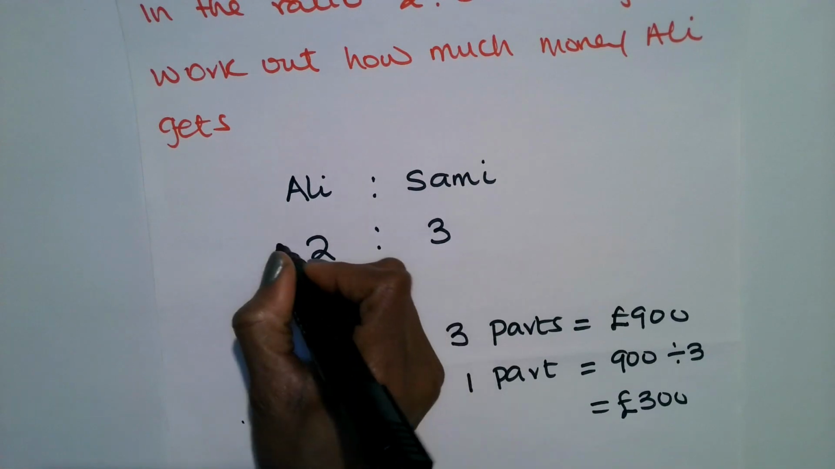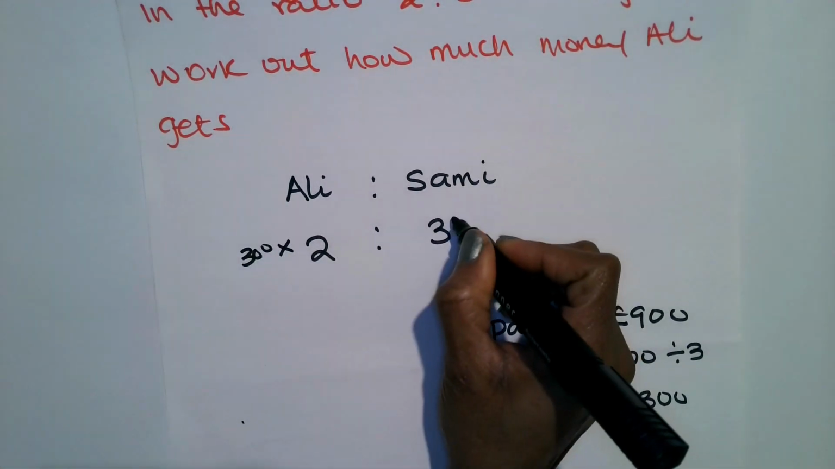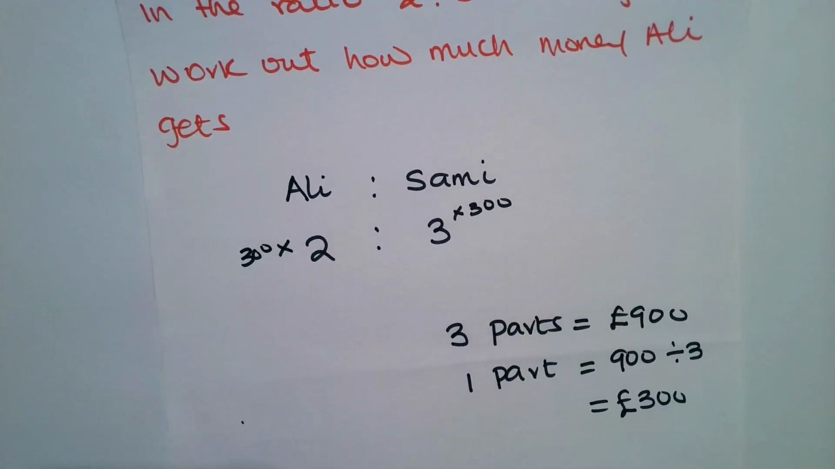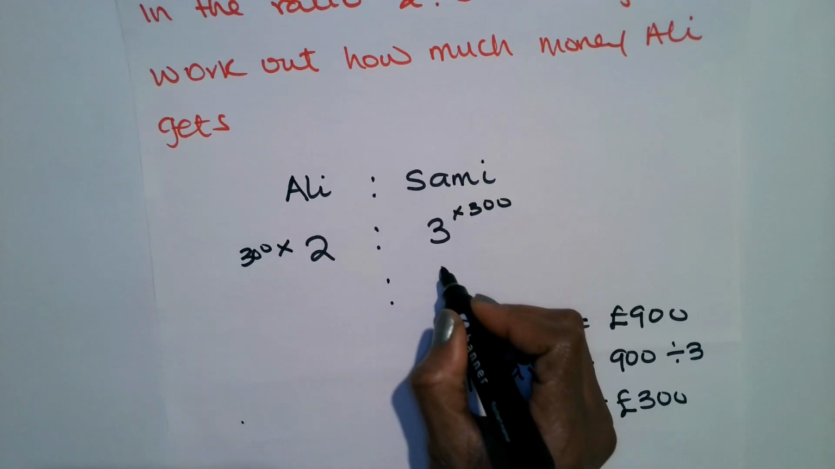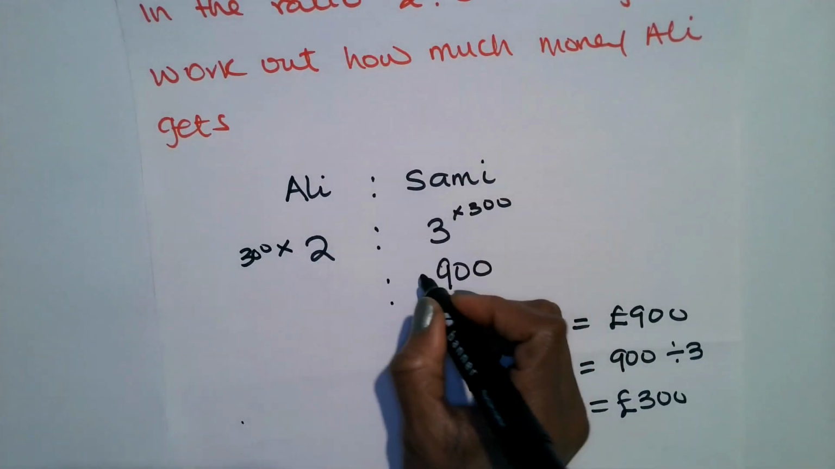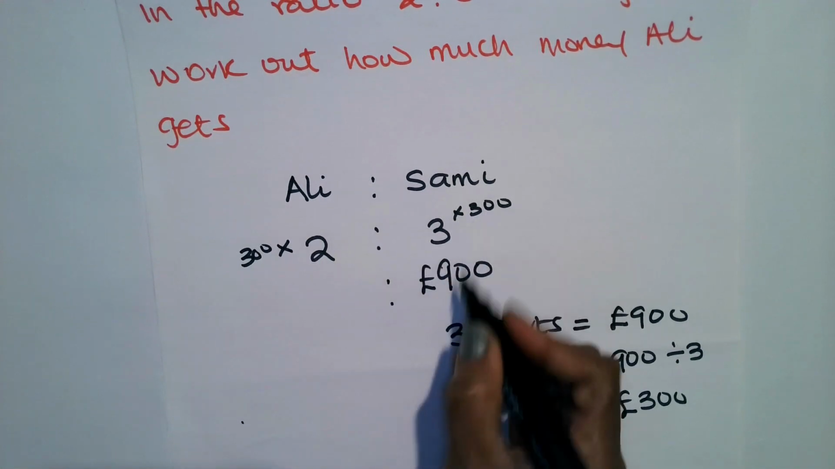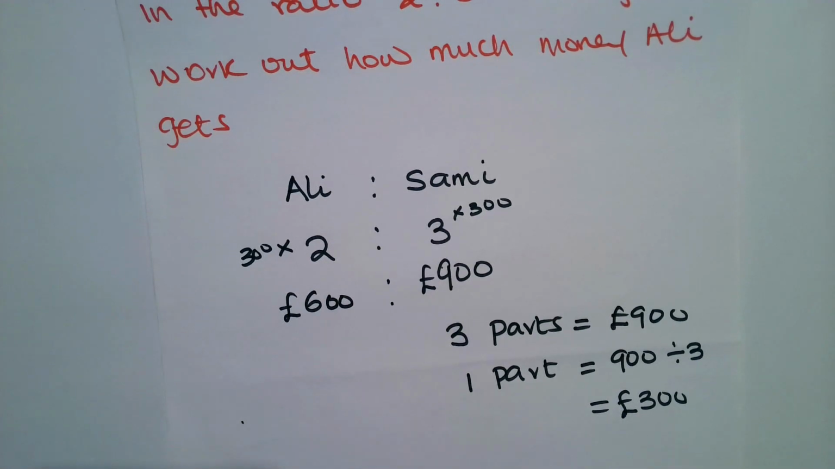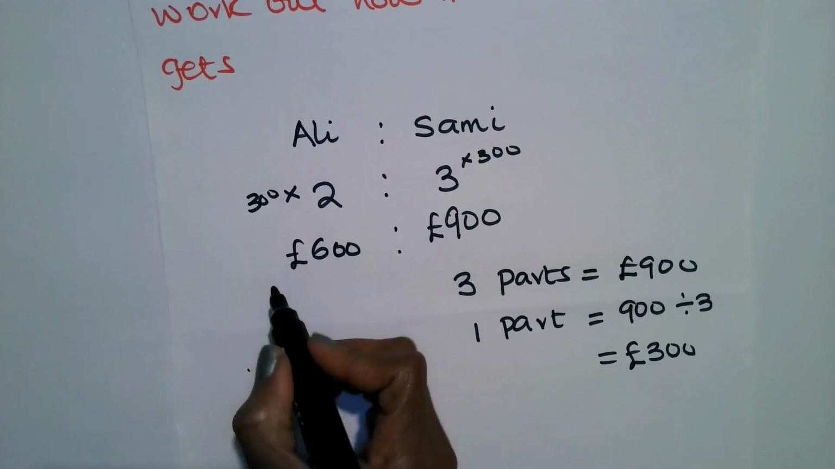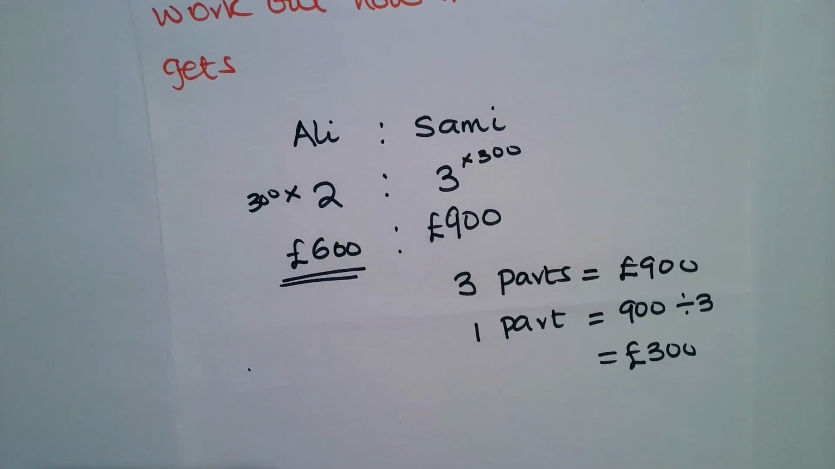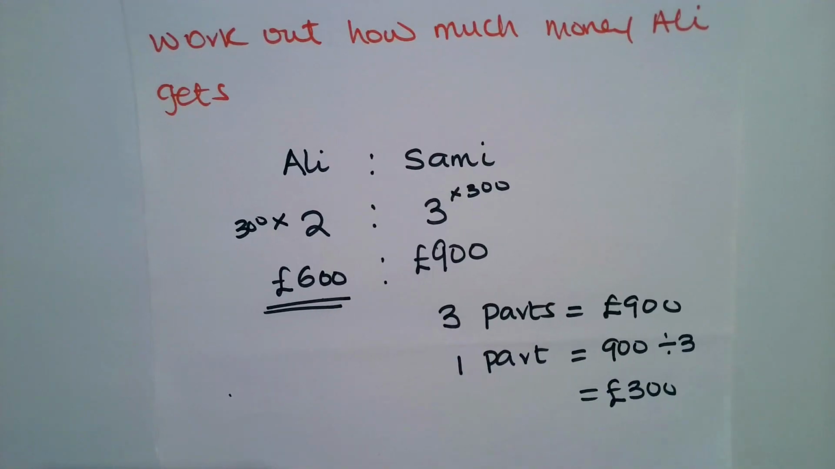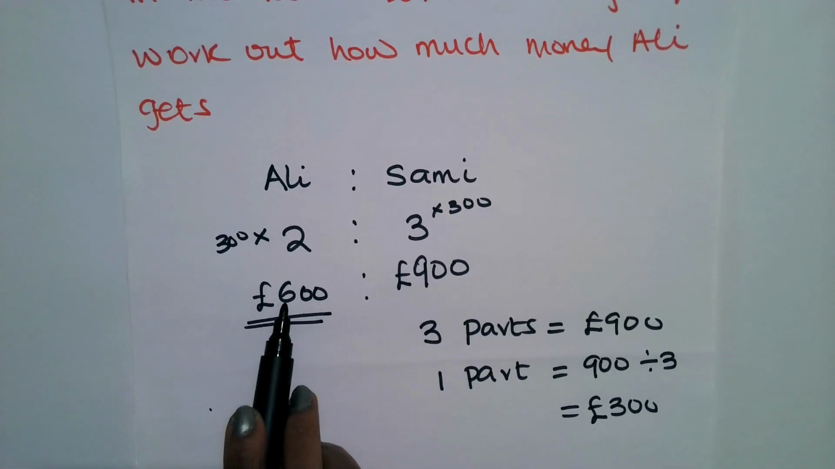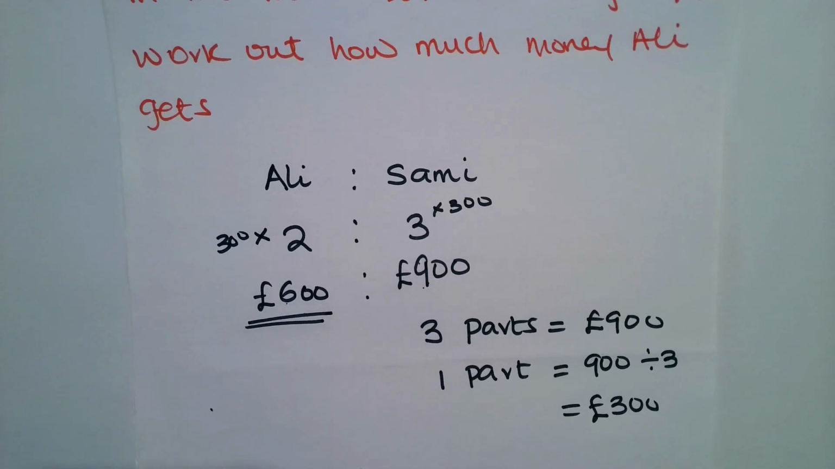So what we do is multiply 300 by the 2 parts of the ratio. You can see that Sammy gets 900, which is what we were told, and Ali gets 600. So the answer to this question would be Ali gets 600. Now, if the question comes in this form, how much altogether did they get? You have to add 600 and 900 to give you 1,500.